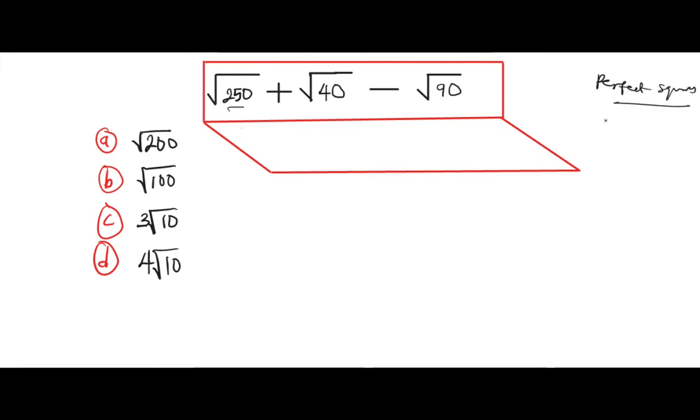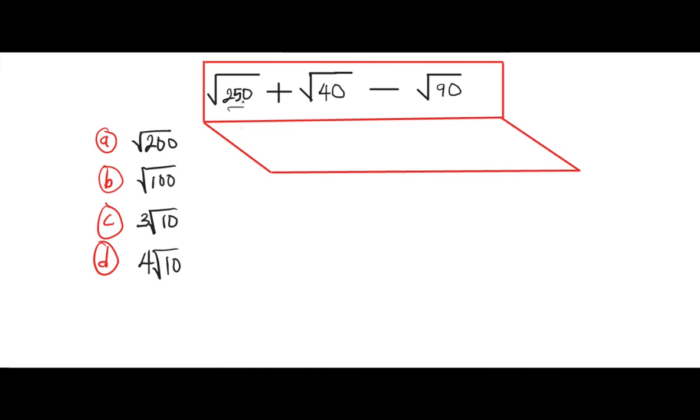36 is a perfect square because 6 times 6 is 36. 25 is a perfect square because 5 times 5 is 25, and the square root of 25 is 5. 16 is a perfect square because 4 times 4 is 16, and the square root of 16 is 4. 9 is a perfect square because 3 times 3 is 9, and the square root of 9 is 3. 4 is a perfect square because 2 times 2 is 4. And there are so many other perfect squares. Having known that, let me clean this off.